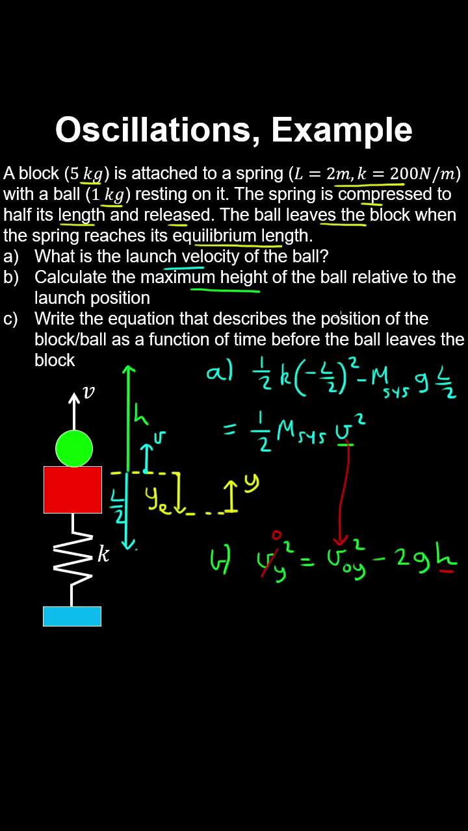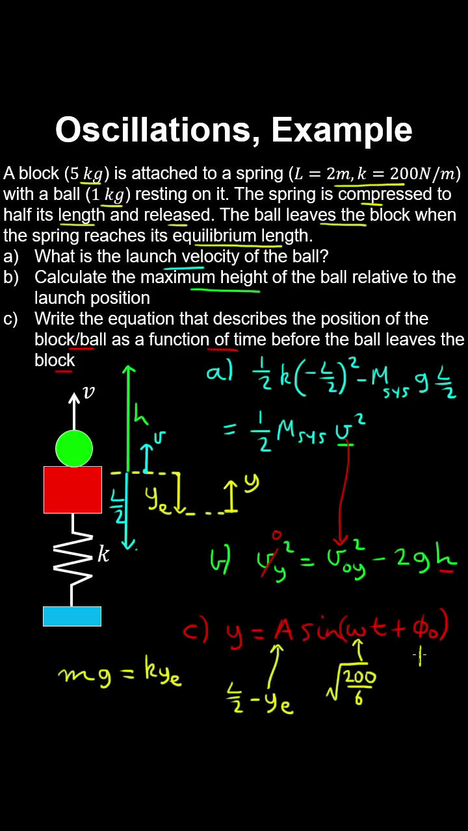And write the equation that describes the position of the block on the ball as a function of time before the ball leaves the block. We'll recall our solution to the harmonic oscillator, and the initial phase must be minus pi on 2, because the block starts at a compressed position of the spring.